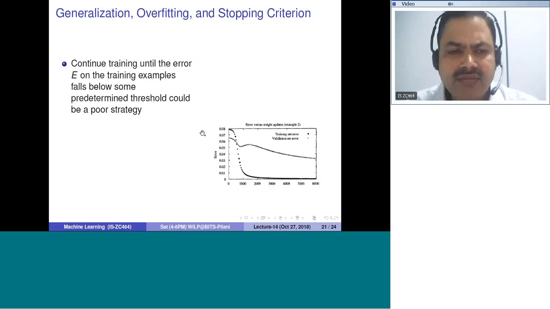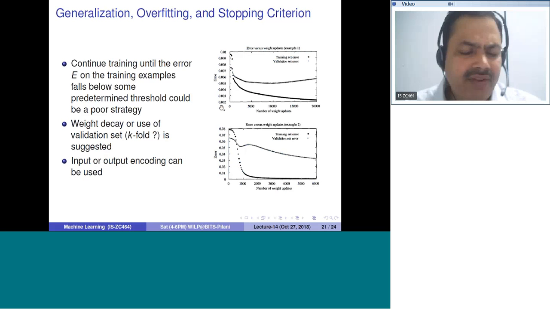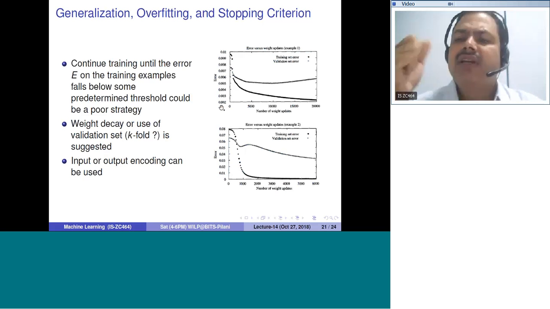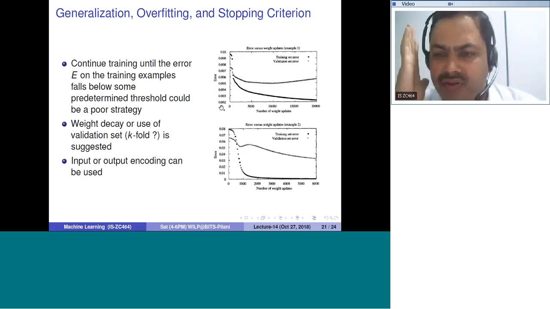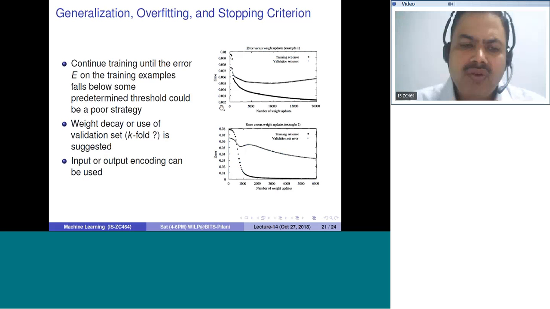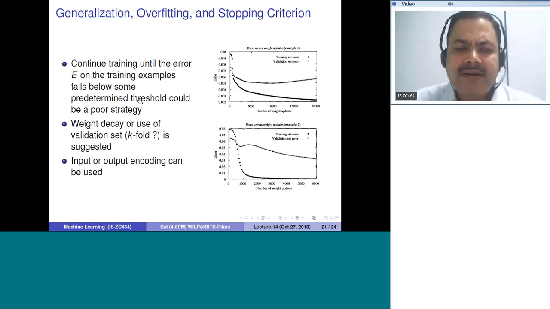All right, the biggest problem that we have already seen is that if my network is very good on the given data, what would happen for the new things? It is going to give me a problem. Okay, so what should you do? Continue training until the error becomes 0.